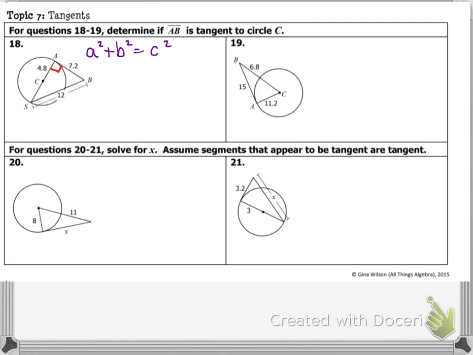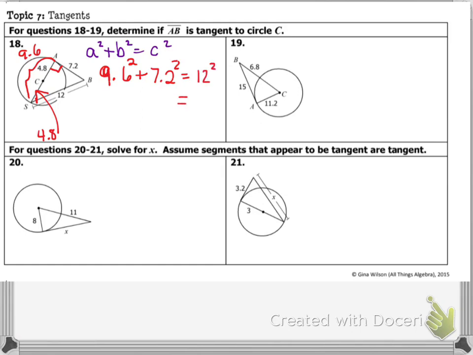First of all, AC is the radius of 4.8. So that means CS is also 4.8. And that entire side length there would then be 9.6 for this entire side there. And then the other leg of my triangle, 7.2. And that should be equal to 12 squared.